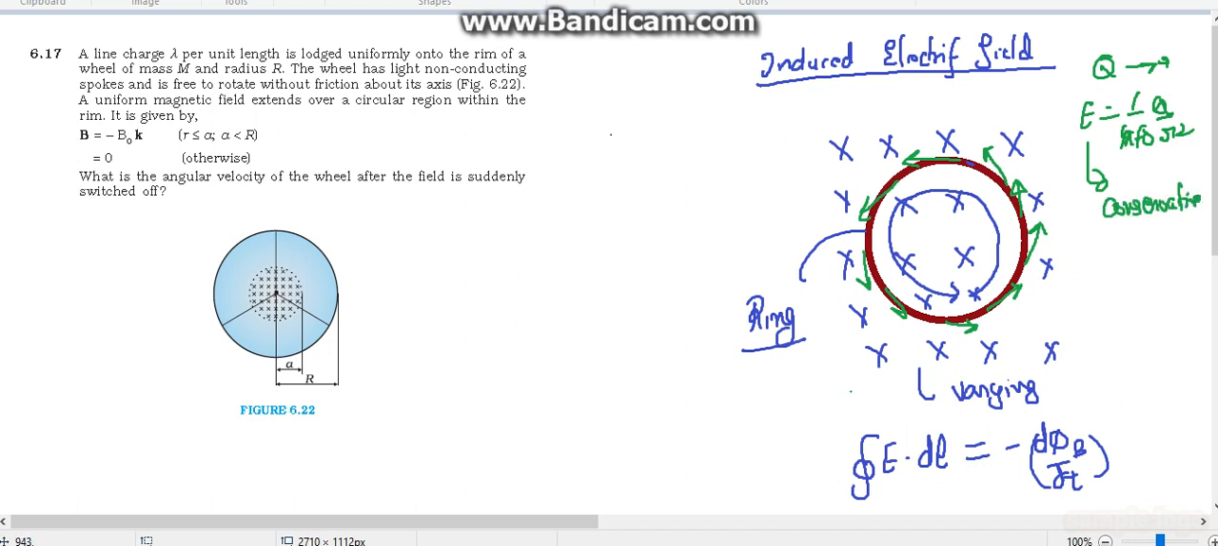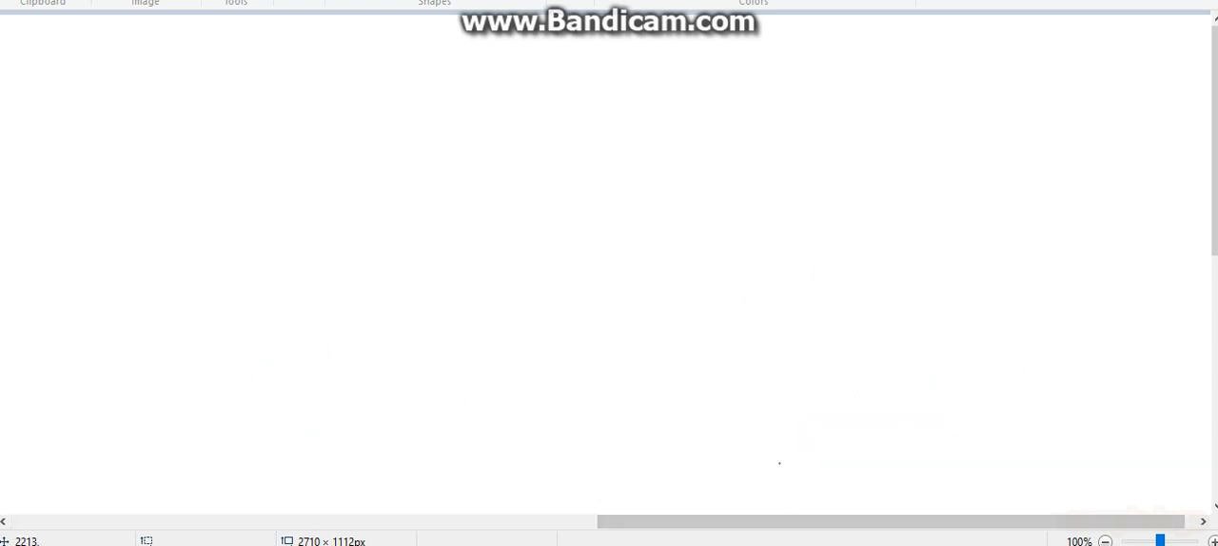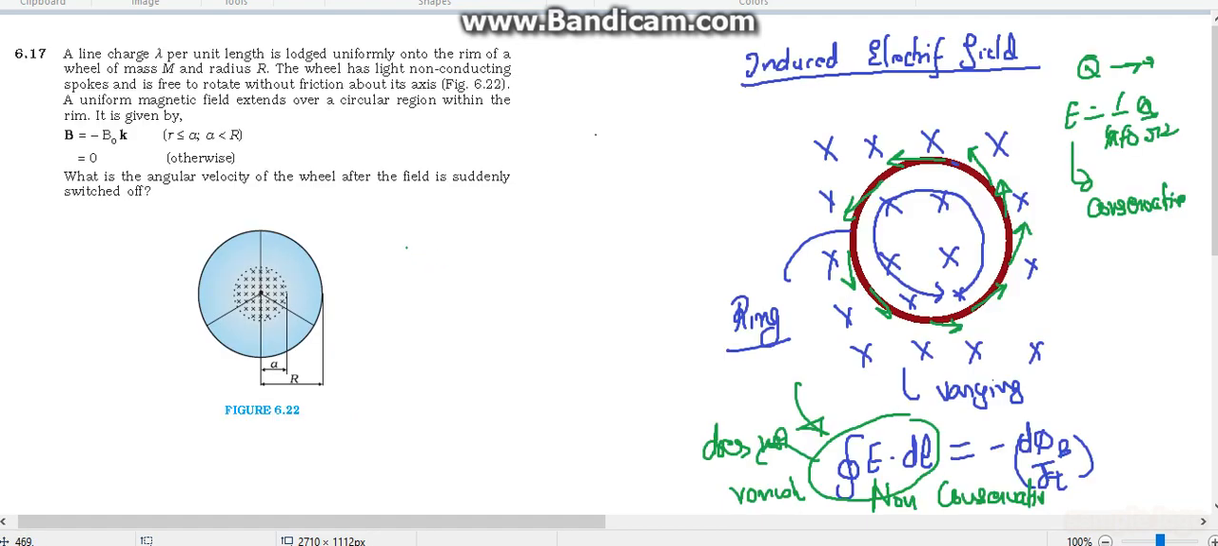But this field is non-conservative. That is why this integral along the complete path does not vanish. So that is the basic difference between the conservative field and the non-conservative field. Now let us come to the given problem.